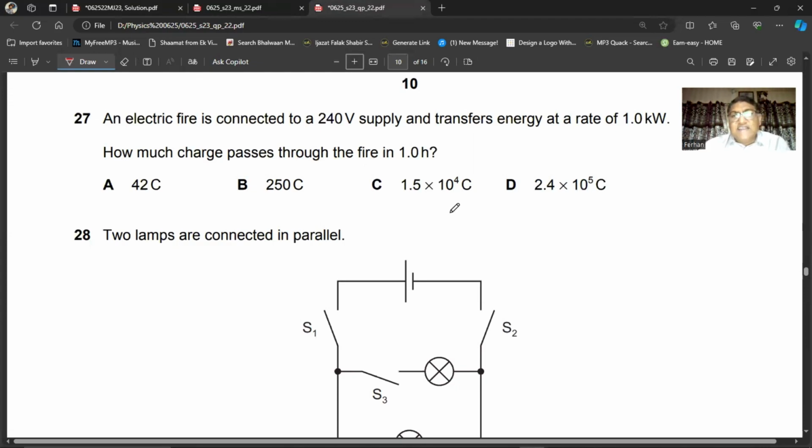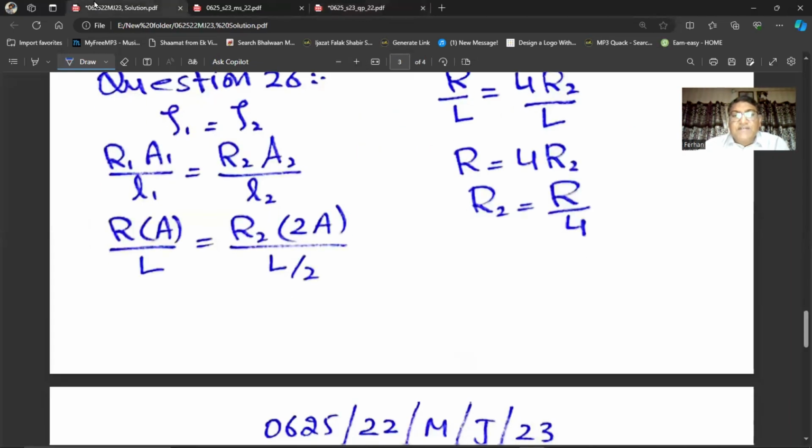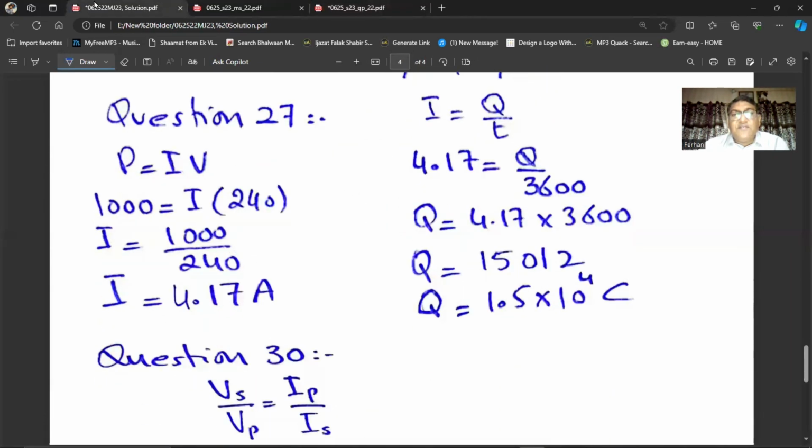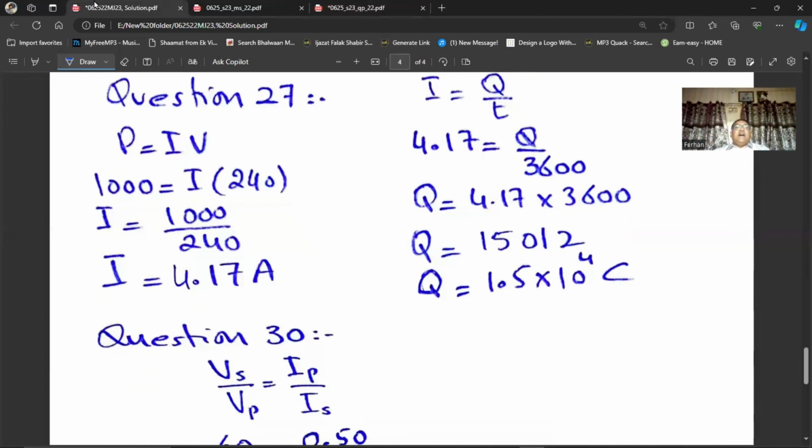Okay, now the voltage is given, the power is given, and the time is given. You know the power is equal to IV. From there we can find out the current. So power is equal to IV. 1 kilowatt power means 1000 watt. So 1000 is equal to I multiplied by 240.